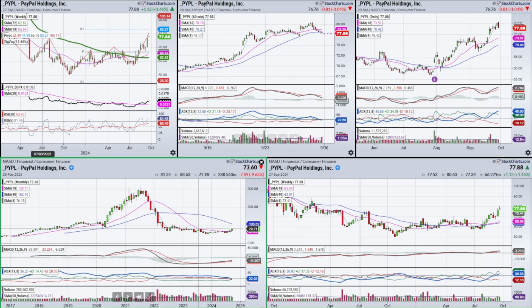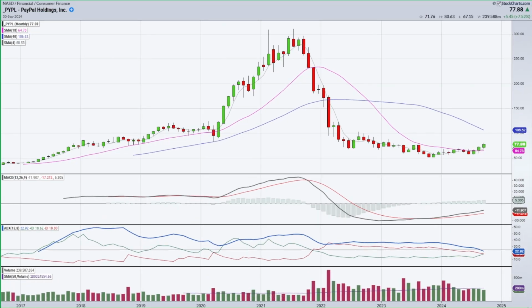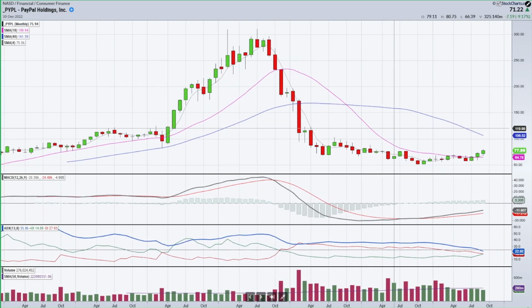Okay, so I've got my charts of PayPal up, and I'm going to start with the monthly, just to show what is intriguing about this. There's a couple of things that happened as this was dropping down to a new low here. MACD was not only making a higher low, showing divergence on a monthly chart after a massive decline, but let me just show you how this played out. We can zero in on this a little bit.